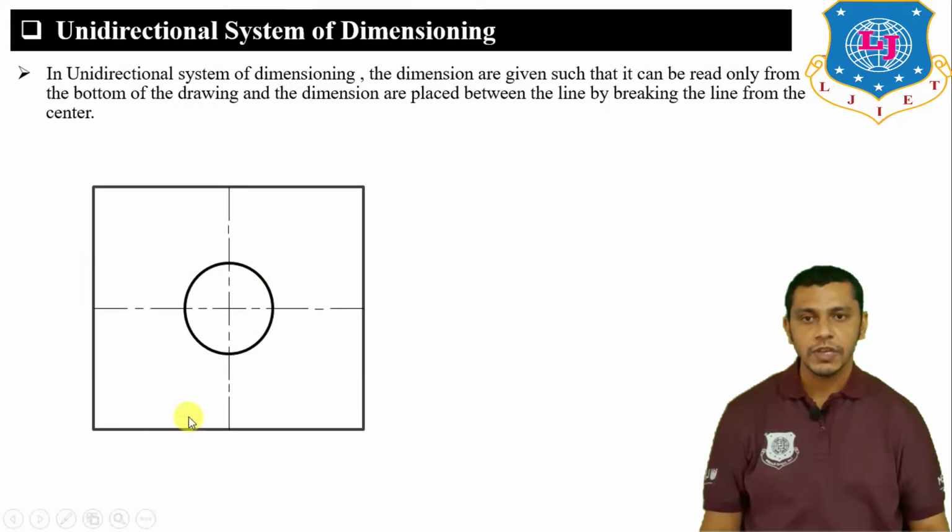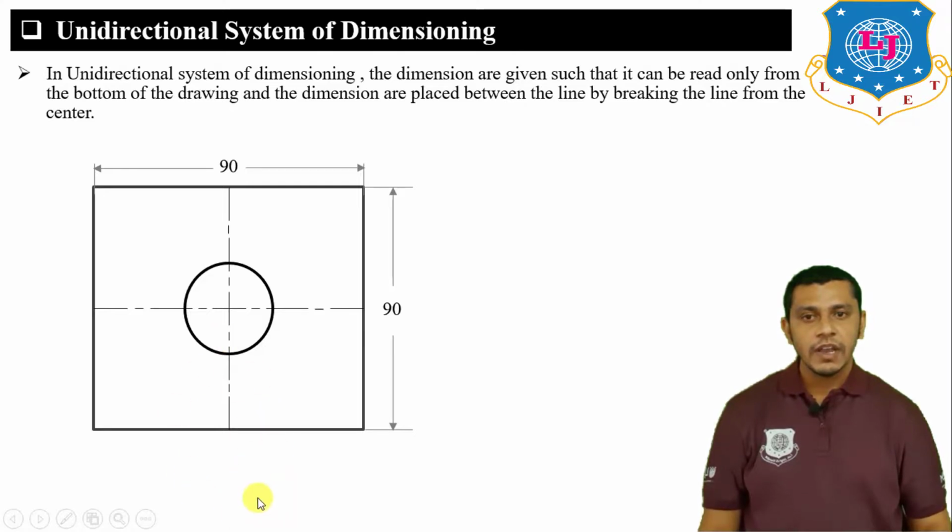So let us have a look by using this figure again. Again we have selected the same figure, but the issue is to change the method of dimensioning. Here, if you want to give the dimensions, we will give the dimension like this by extending the line and showing the dimension line. But here we have to break the dimension line at the center and place the dimensions in between the line such that they can be read only from the bottom of the drawing. So here you can see that both dimensions can be read from the bottom of the drawing. Here also we can apply chain dimensioning like this: 45, 45.